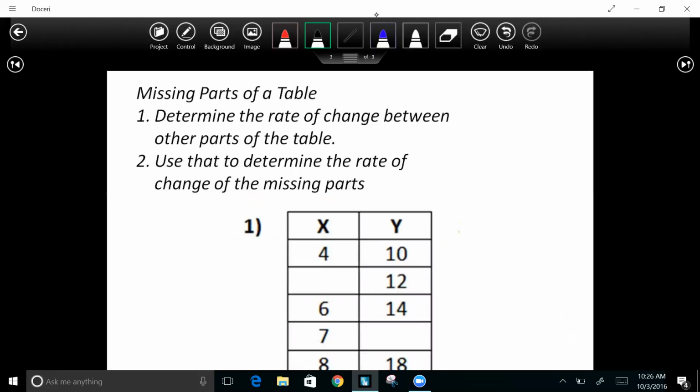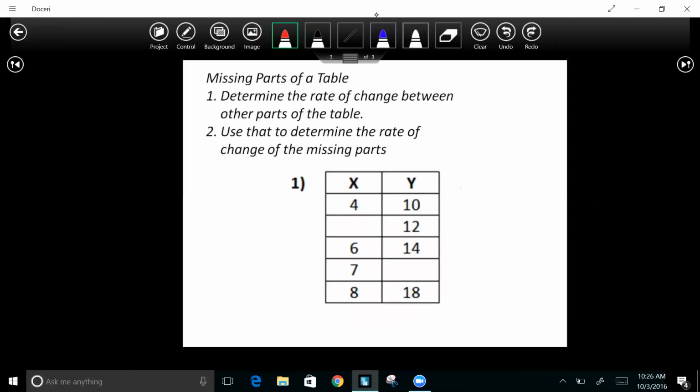Missing parts of a table. We know we want to be able to see that the ratio is going to be the same for every single term that we go down. If we're looking at this one, can I determine the rate of change by doing the first two? No. So the first two is not going to help us out. But I know my rate of change should be constant for all my x's. So use another two pair to figure that out.